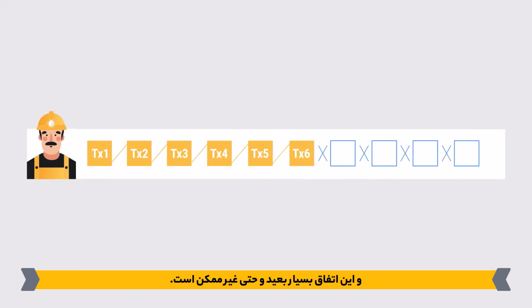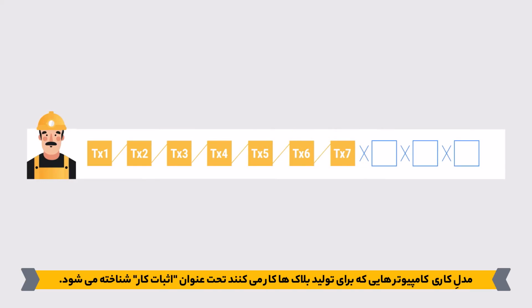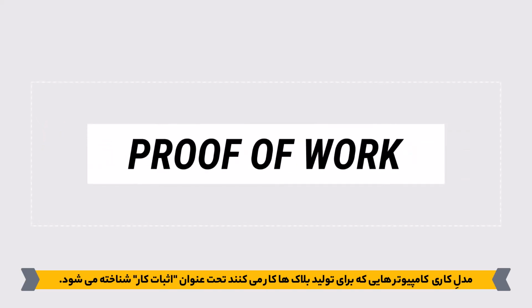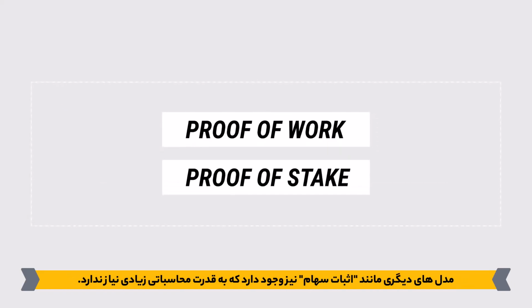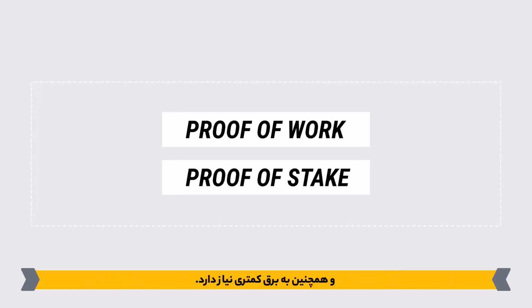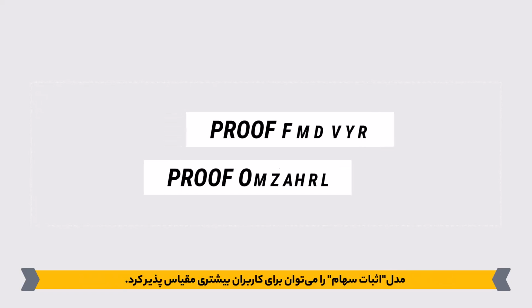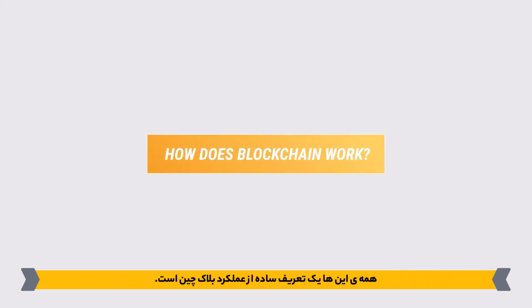The model of making computers work in order to produce blocks is called proof of work. There are also other models like proof of stake, which does not require as much computing power and is meant to require less electricity while being able to scale to more users. And that's the basics of how a blockchain works.